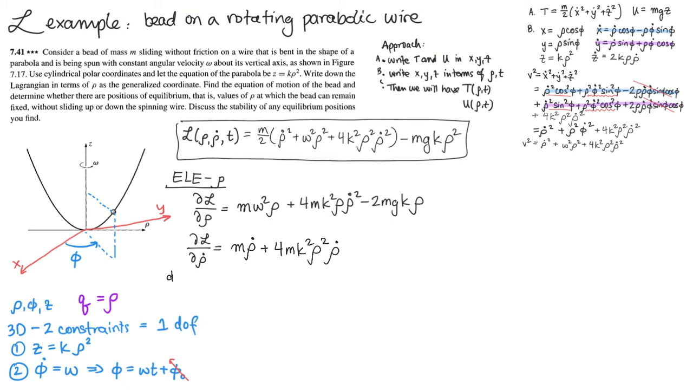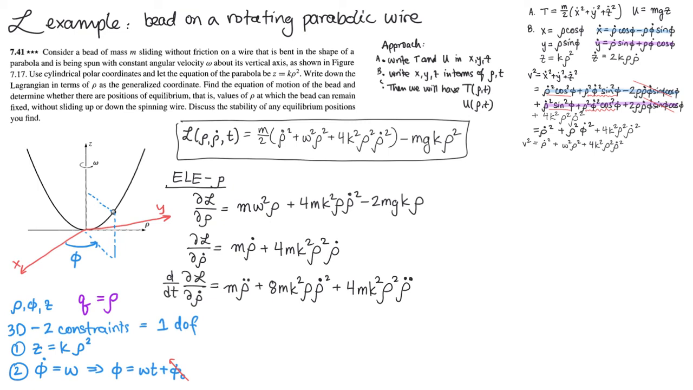The final piece is that we have to take the time derivative of that second partial, and we get m rho double dot, but then we have a product rule on the second term, plus 8 m k squared rho times rho dot, and we get 2 factors of rho dot, one from before and one from the time derivative. And then we also have the derivative of the second term, which is the rho dot term. So rho dot becomes rho double dot.